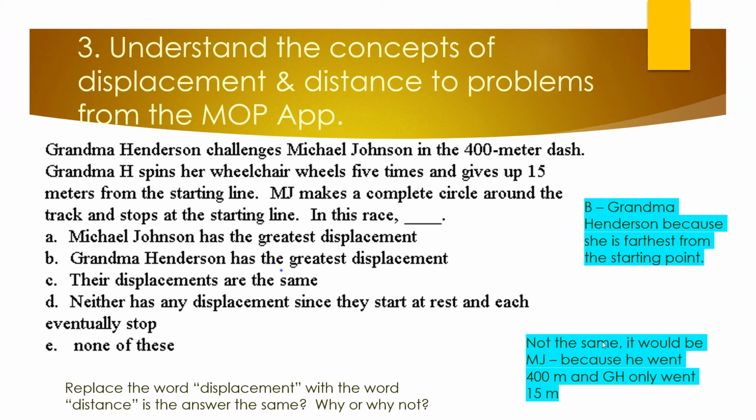It says at the bottom, replace the word displacement with the word distance, and is the answer still the same? So why or why not? So now if we're going to compare their distances, Michael Johnson travels 400 meters. Grandma Henderson only travels 15. So Michael Johnson has the largest distance traveled.